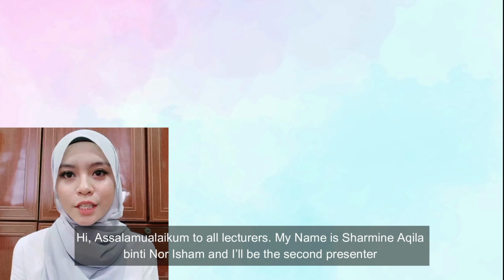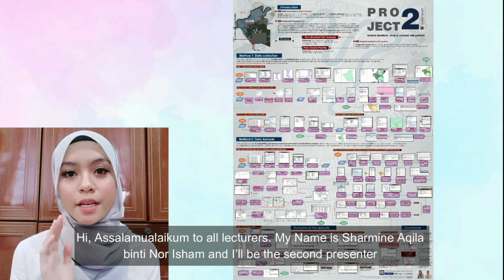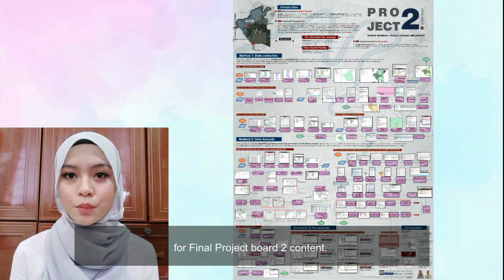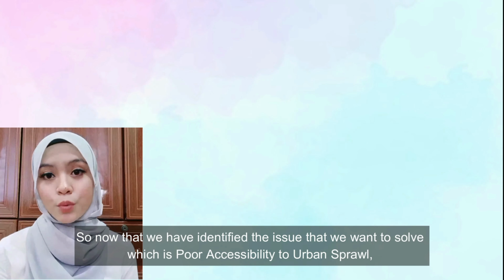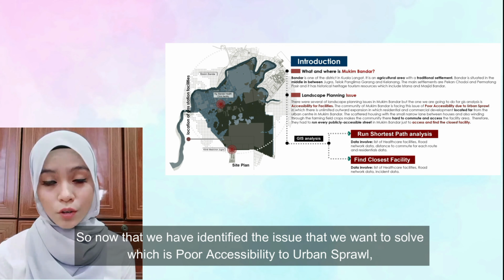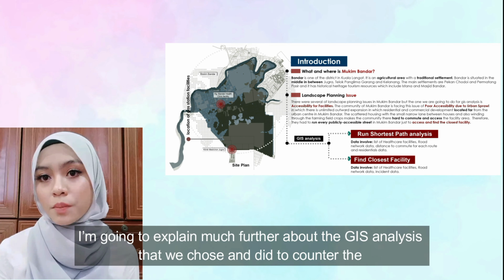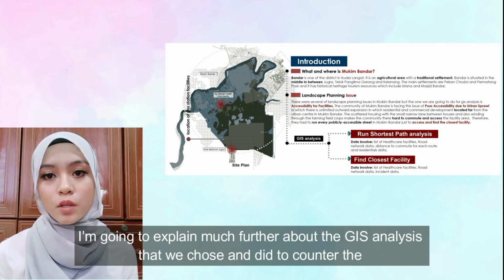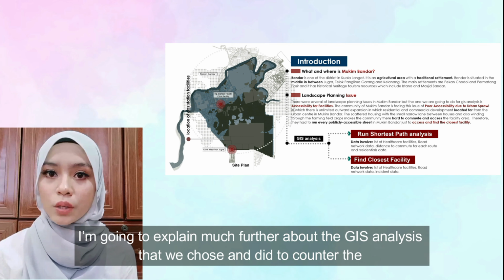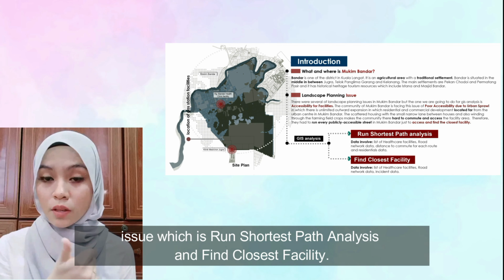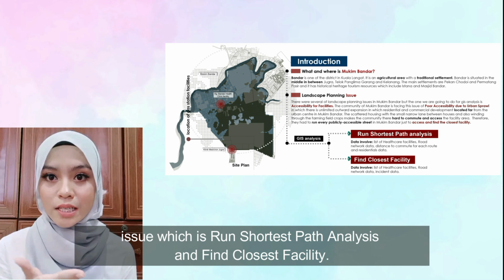Hi, Assalamualaikum to all. My name is Syamin Aqila Nor Isham and I'll be the second presenter for Final Project Board 2 content. So now that we have identified the issue that we want to solve, which is the poor accessibility due to urban sprawl, I am going to explain much further about the GIS analysis that we chose and did to counter the issue, which is run shortest path analysis and find closest facility.